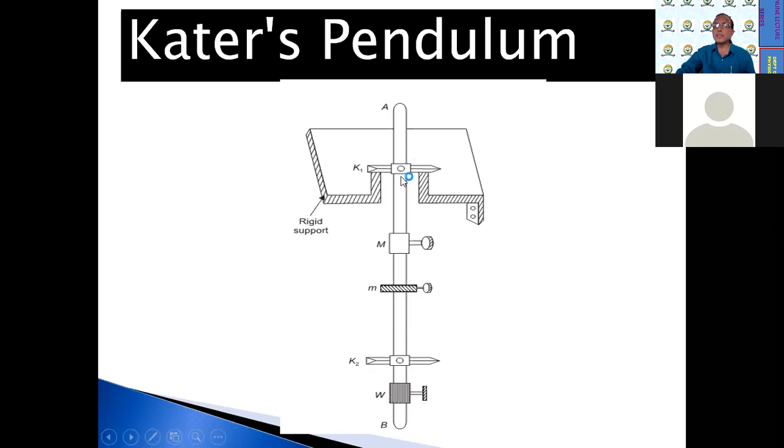Then there are the two keys K1 and K2 of this type. With the help of these keys, Kater's pendulum can be suspended from the rigid support, that is, it will be hung like this with the help of a nail, isn't it? And when it is suspended about K1, then it will oscillate about K2. Therefore, K1 is called the center of suspension and K2 is called the center of oscillation, isn't it? Can you see? And then it is suspended about this one. Oscillations are given and the time period is calculated.